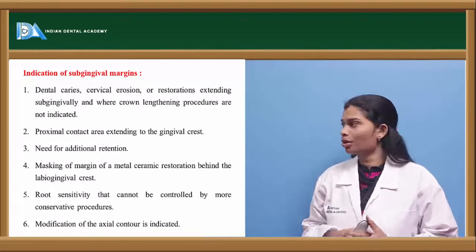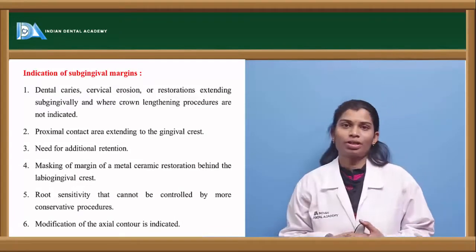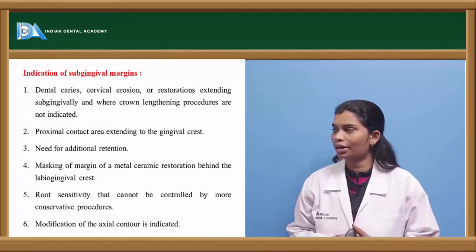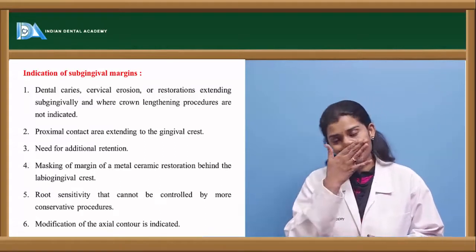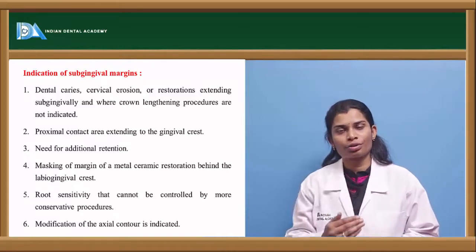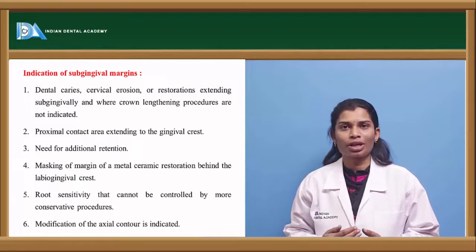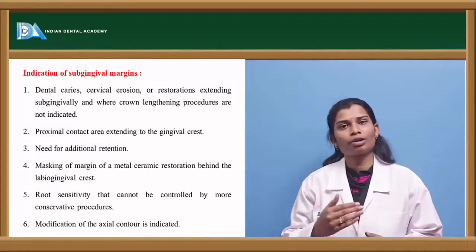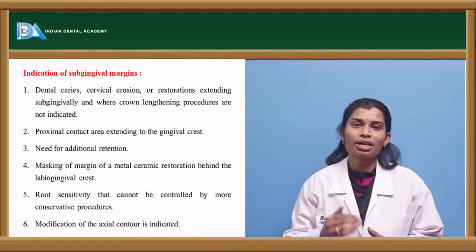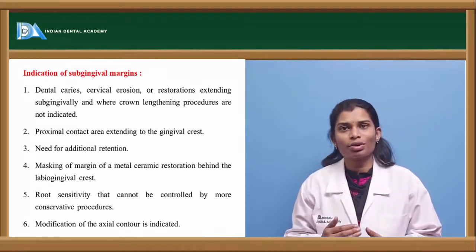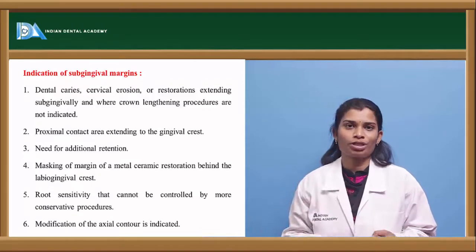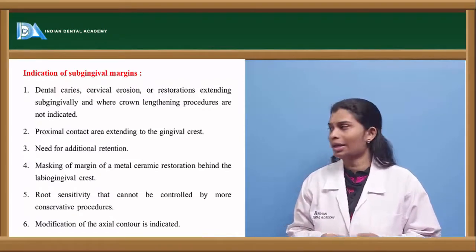So, indications of subgingival margins. In cases where there are erosions and dental caries extending onto the root, or if there is any root sensitivity, this will demand that you extend the restoration to the subgingival tissues. In such cases, it is mandatory. And also in cases where there is less crown height, in order to increase the retention, you have to extend subgingivally. In such cases, it is indicated.